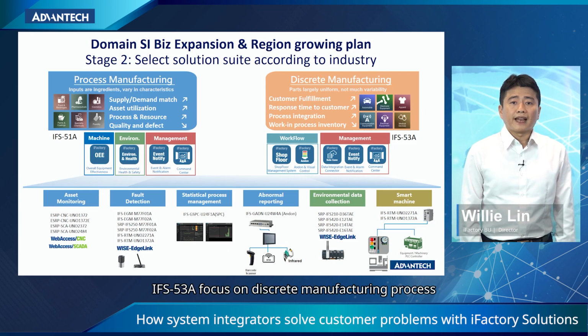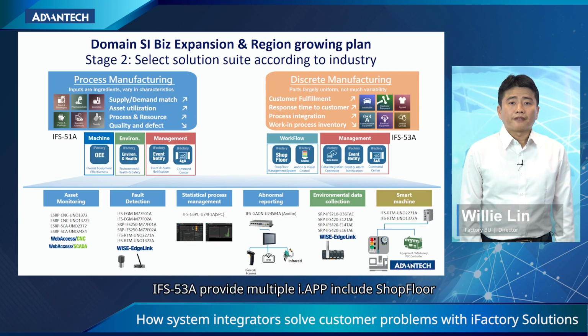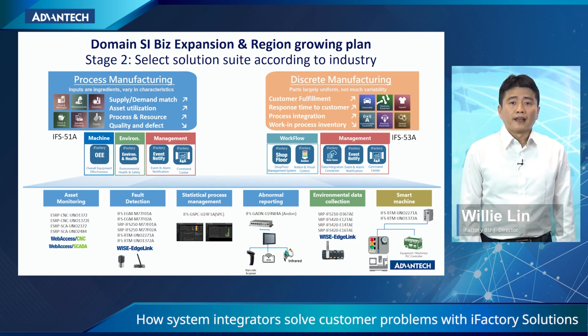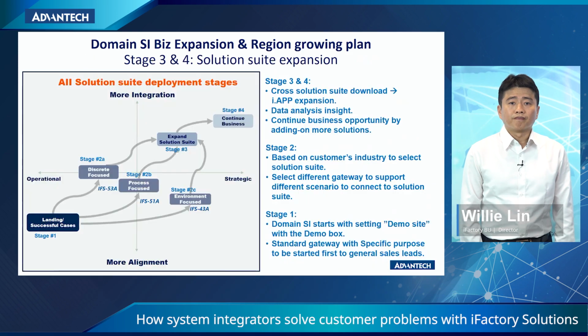IFS 53A focuses on the discrete manufacturing process. Discrete manufacturing processes normally have unified components, and the process is relatively unchanged. IFS 53A provides multiple IAPs, including shop floor, Anden, and connectors for data integration with factory MES, and the ability to notify related people to quickly resolve production line issues.